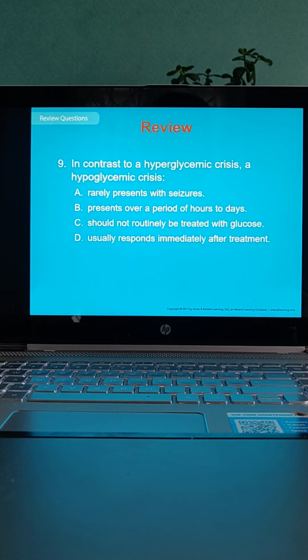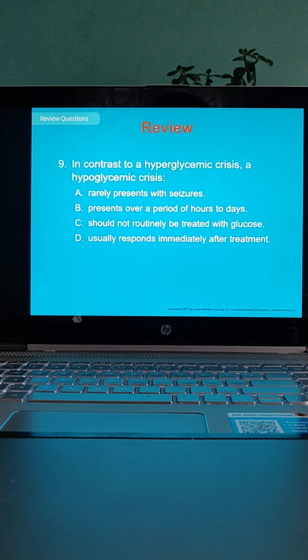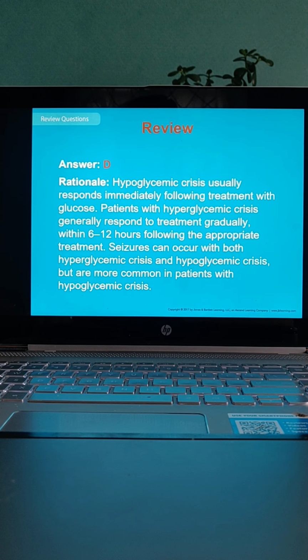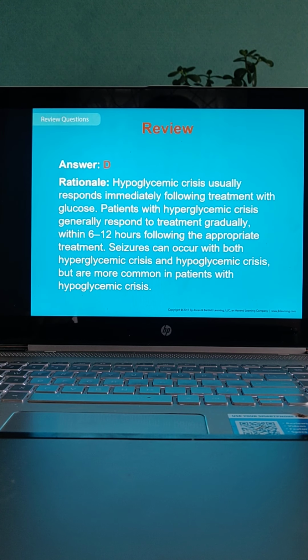Number 9. In contrast to hyperglycemic crisis, a hypoglycemic crisis: A, rarely presents with seizures, B, presents over a period of hours to days, C, should not routinely be treated with glucose, or D, usually responds immediately after treatment. D. Hypoglycemic crisis usually responds immediately following treatment with glucose. Patients with hyperglycemic crisis generally respond to treatment gradually within 6 to 12 hours following the appropriate treatment. Seizures can occur with both hyperglycemic and hypoglycemic crises, but are more common in patients with hypoglycemic crises.